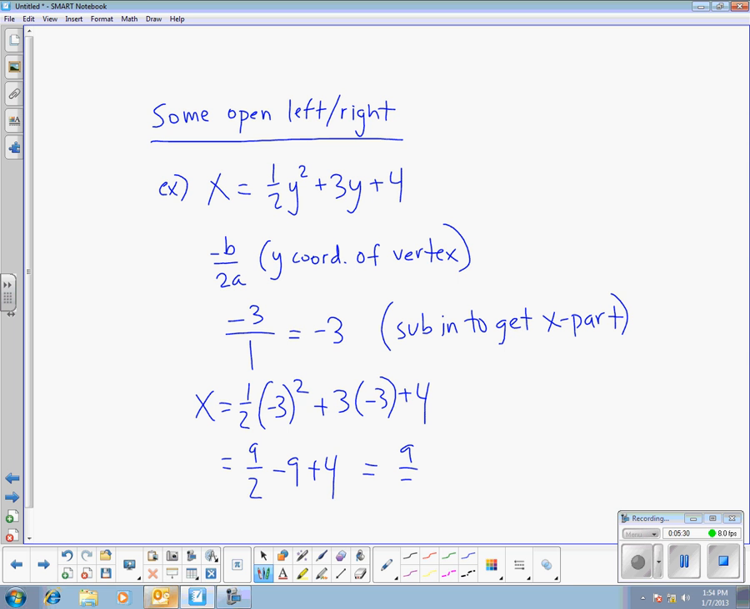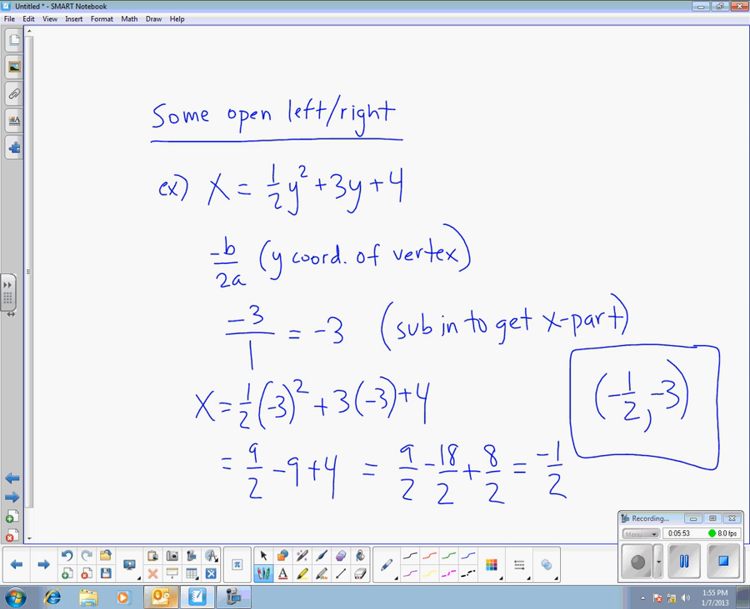Or 9/2 minus 18/2 plus 8/2 for a total of 9 minus 18 is negative 9 plus 8. That's negative 1/2. I do believe that's correct. So my vertex is negative 1/2, negative 3.